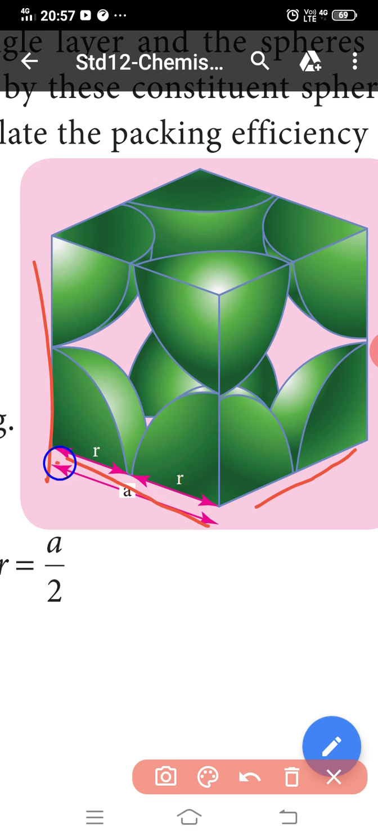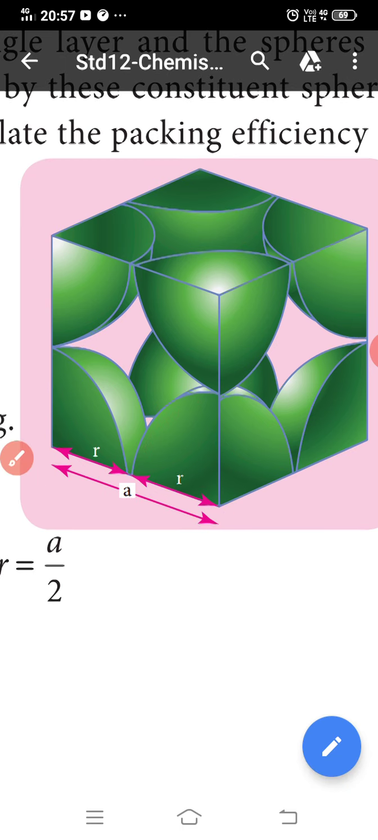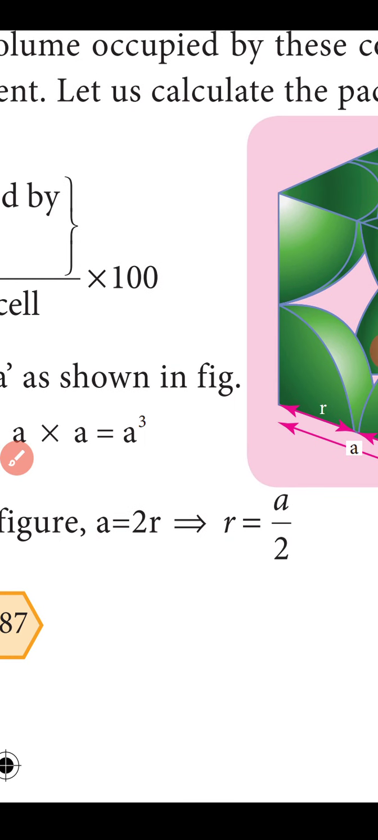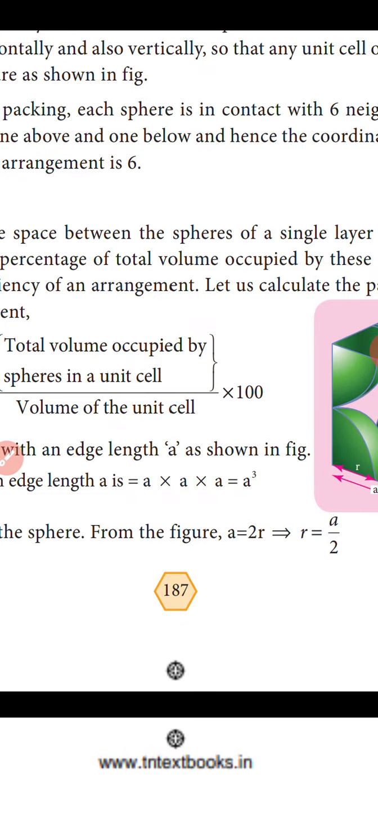The edge length has one radius present on each side, so r plus r, 2r is present. So a is equal to 2r. So the radius is equal to a by 2. This is the r value.